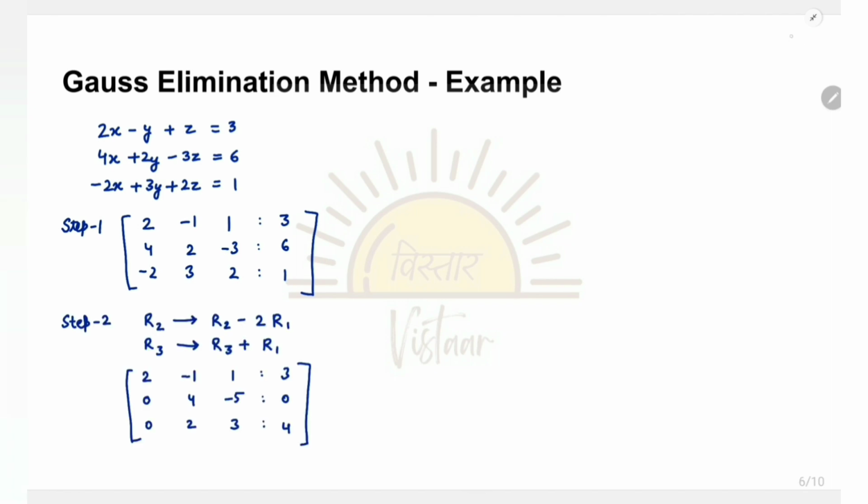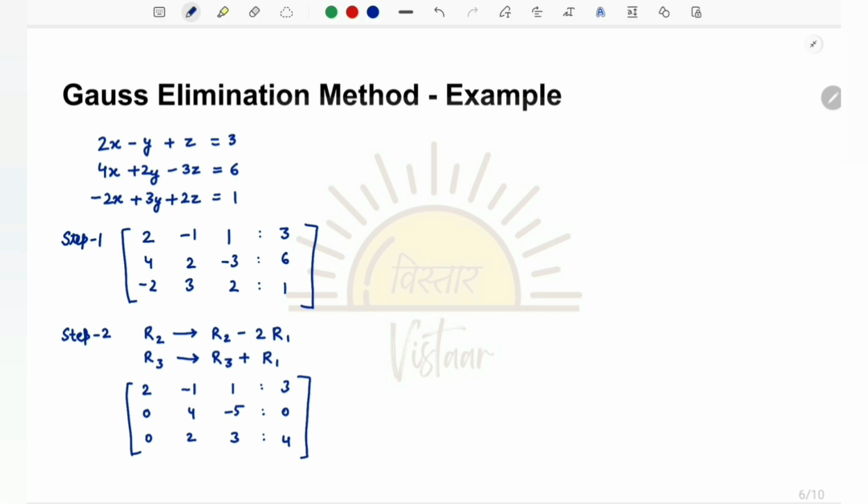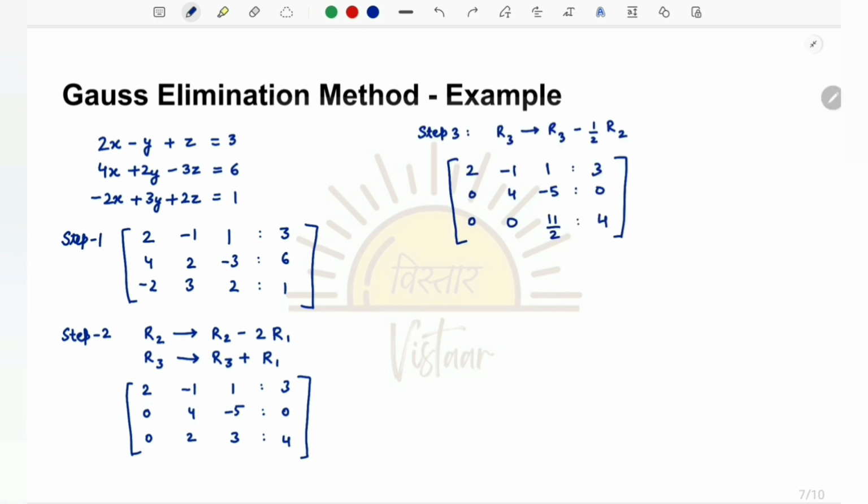After applying row operations on R2 and R3, that means row number 2 and row number 3, as you can see, we have obtained two zeros here in the first column. Next, we have to make this element as 0 so as to convert it into the upper triangular matrix. So this is our upper triangular matrix where the elements below the principal diagonal are 0.